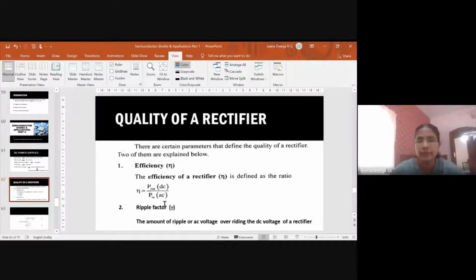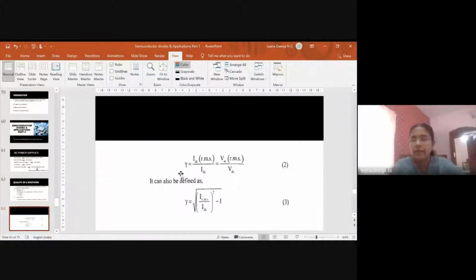The first parameter we saw is efficiency eta, and then ripple factor gamma. Ripple factor gamma is equal to IAC, that is RMS value of this AC component of current, divided by DC current. So RMS value of AC current divided by the DC component of current, that is our gamma.